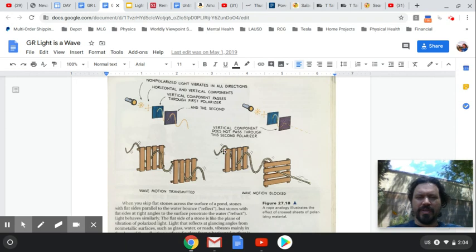But if you did the same thing here and you went through vertical first, it passes through, but then it tries to pass through a horizontal thing, and the vertical waves, they're going to smack into this and become nothing.